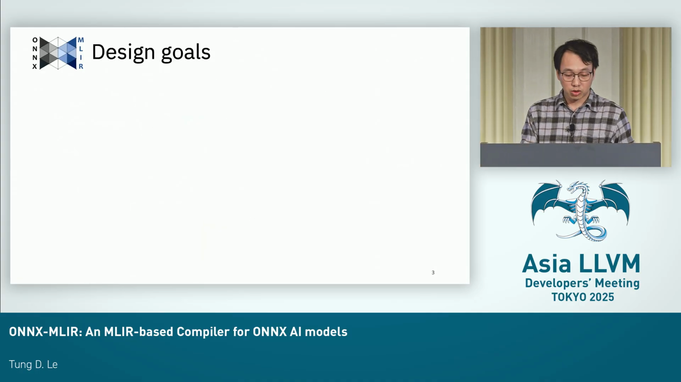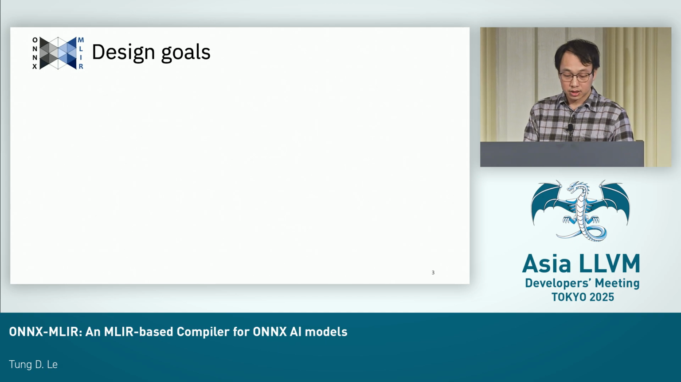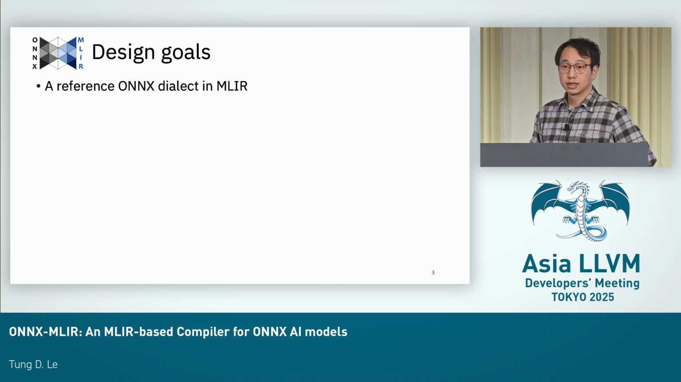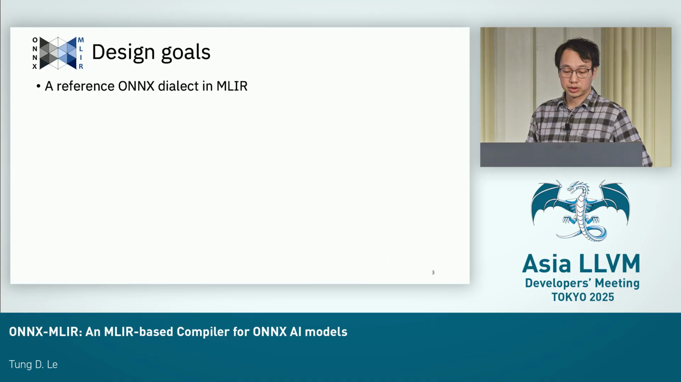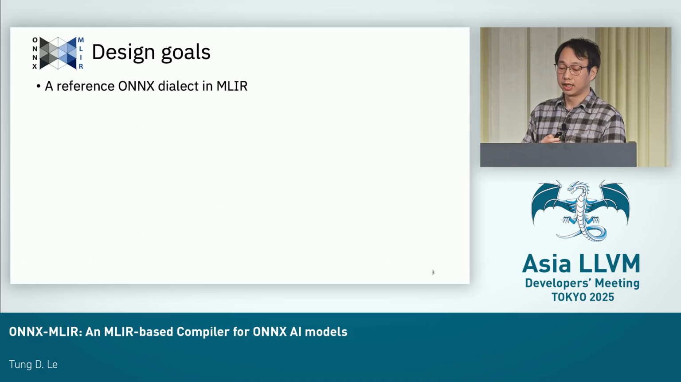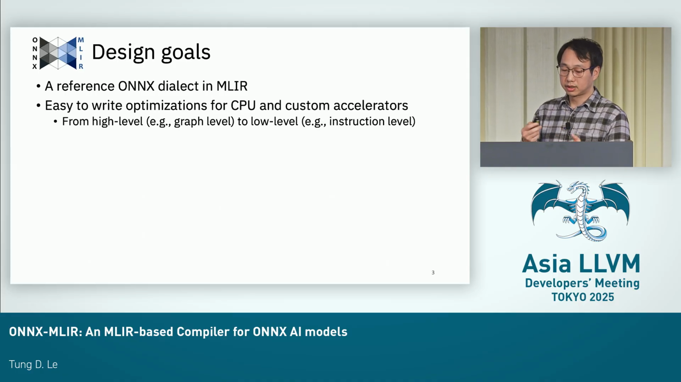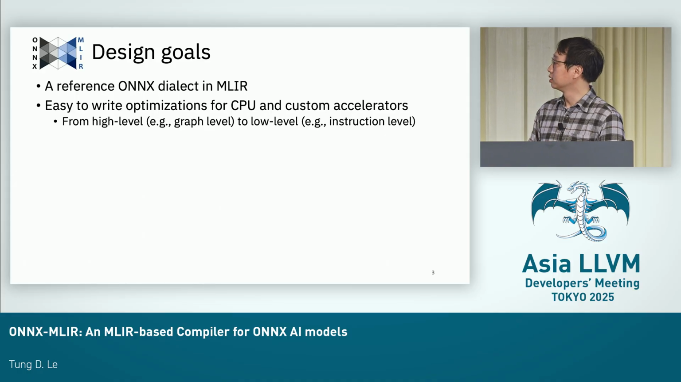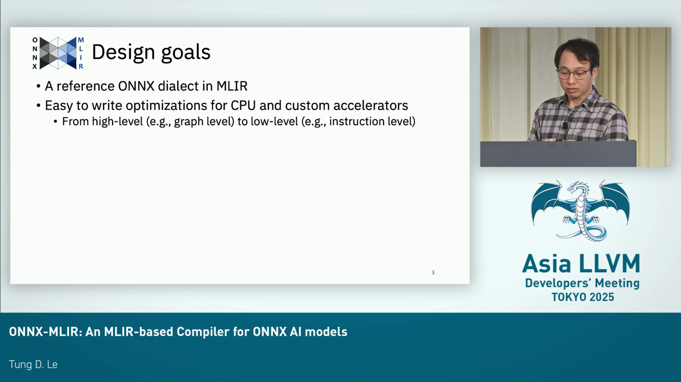So let's talk about the design goals of ONNX-MLIR. Our first goal is to define a reference ONNX dialect in MLIR. ONNX is well known for AI inference, and it defines the common operators for AI, and is used in many enterprise AI workloads. So we wanted to make it easy to write optimizations in the compiler at various levels of abstraction, from high level to low level. And MLIR is a perfect fit for this purpose.